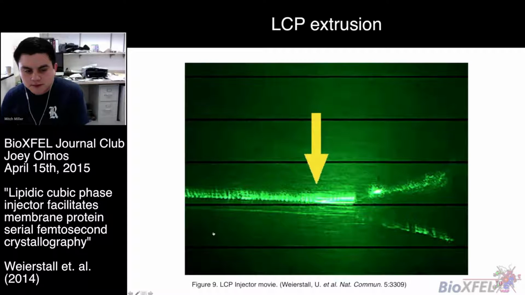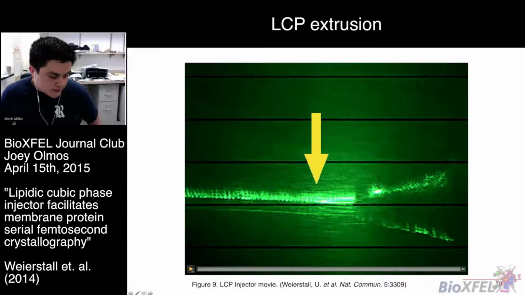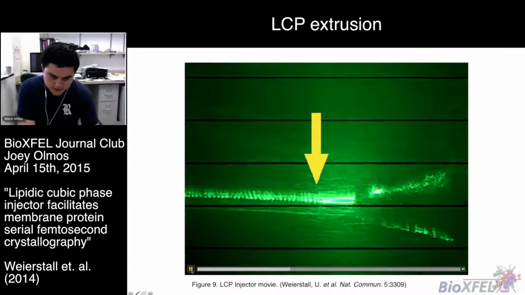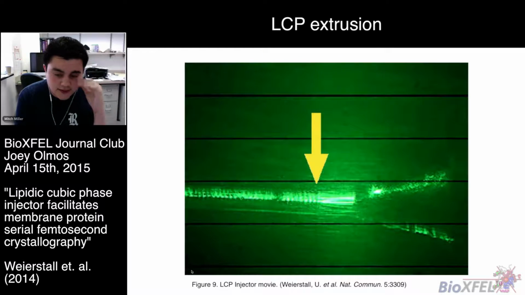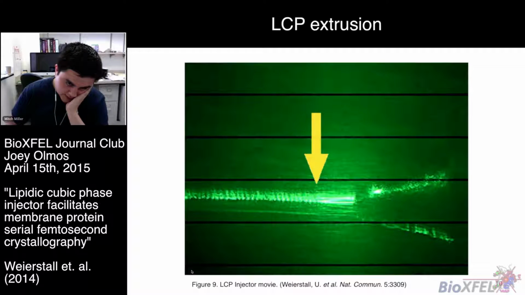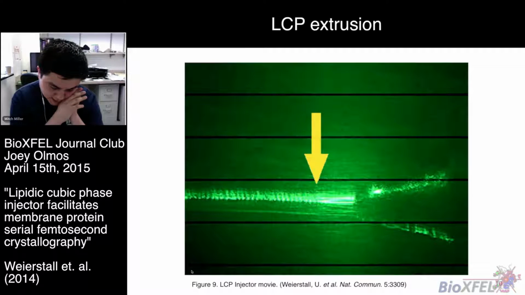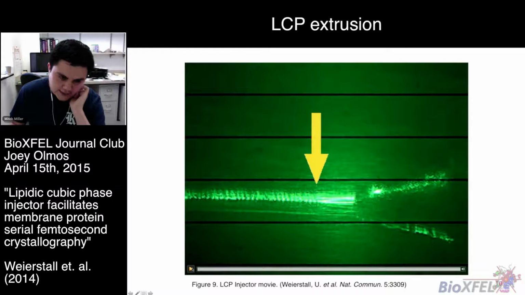And so here's a video provided of this. I'll play it a couple times. Basically on the right, you're seeing the nozzle, and there's this green laser illumination that's been synchronized with the LCLS. You're seeing streaming going on of the human smoothened receptor protein that was used as a proof of principle for this journal article. And this is flowing at 190 nanoliters per minute.